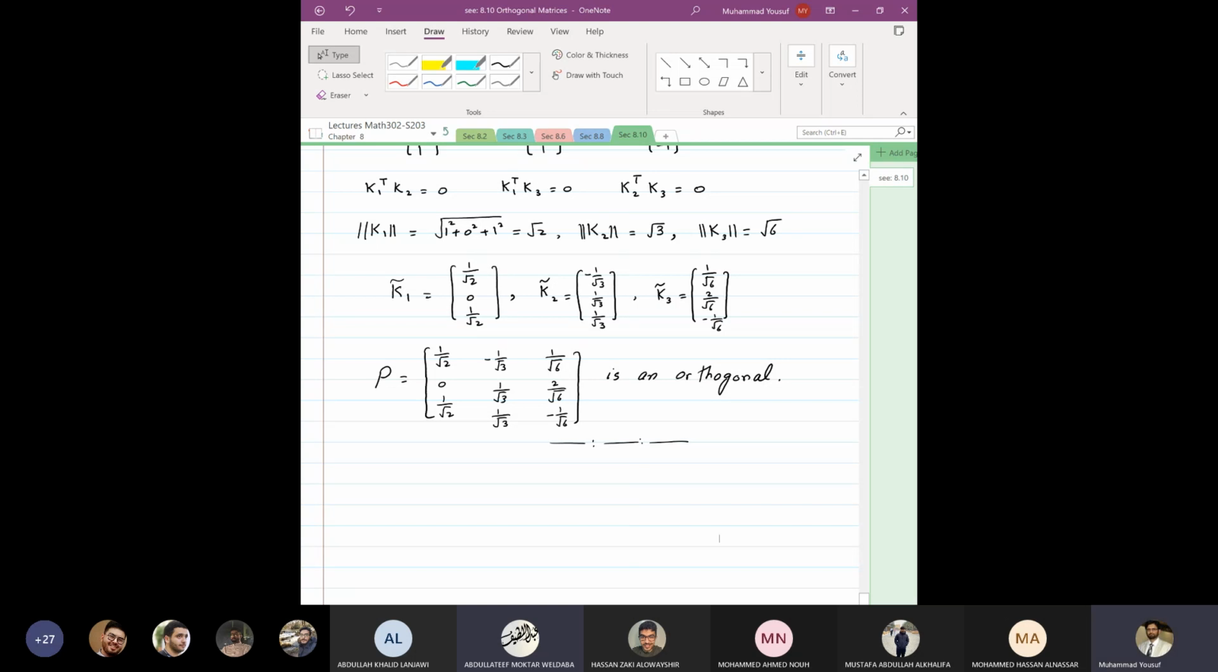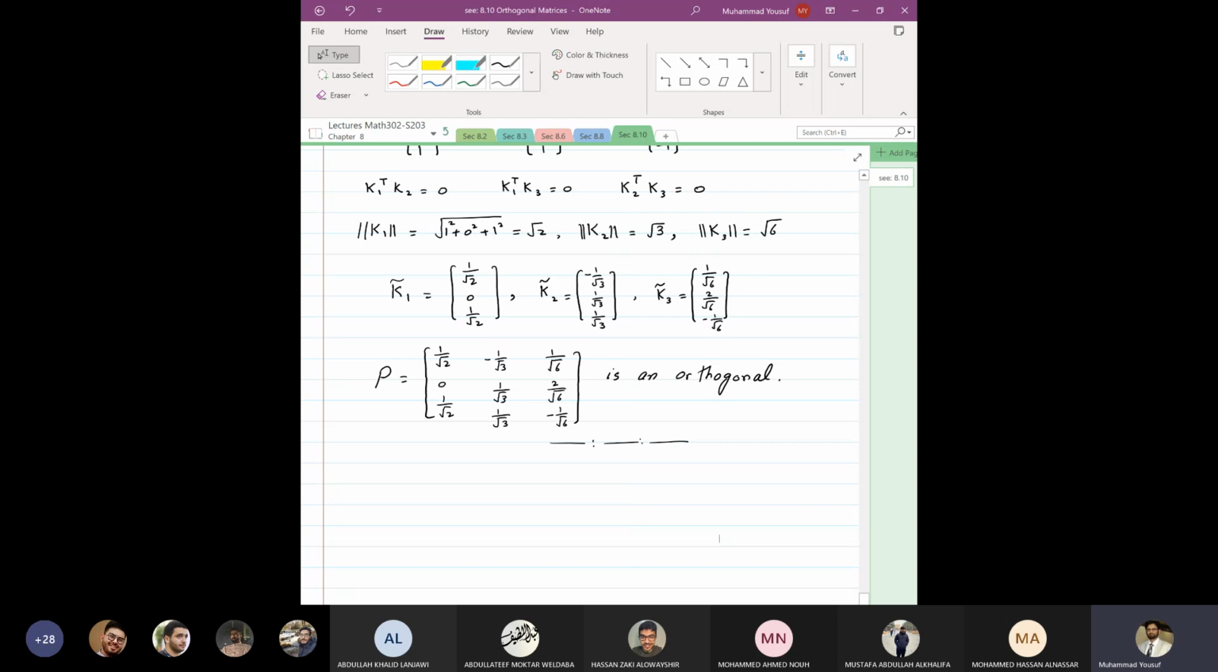Why do we need that? To make it clear that it's orthogonal. No, you simply take the dot product: you multiply the first column by the second column. What do you get? 1 over square root 2 multiplied by negative 1 over square root 3 is negative 1 over square root 6. 0 multiplied by 1 over square root 3 is 0. 1 over square root 2 multiplied by 1 over square root 3 is 1 over square root 6. When you add them together, what do you get? 0. So the first column and second column are orthogonal.